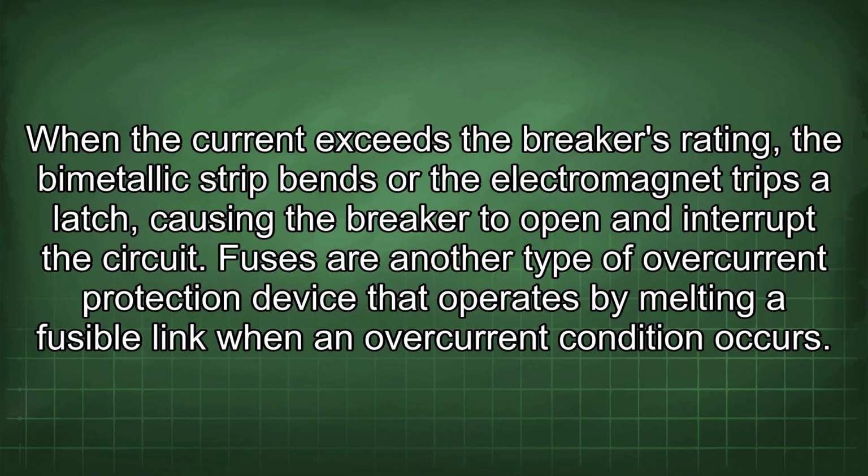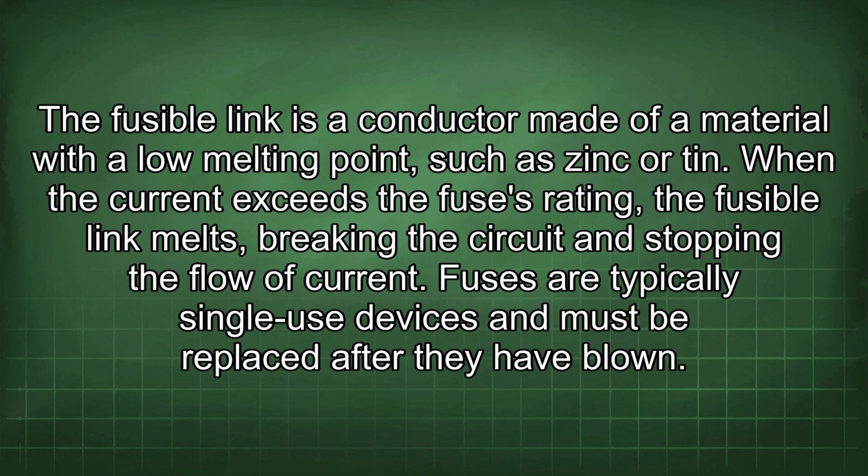Fuses are another type of overcurrent protection device that operates by melting a fusible link when an overcurrent condition occurs. The fusible link is a conductor made of a material with a low melting point, such as zinc or tin. When the current exceeds the fuse's rating, the fusible link melts, breaking the circuit and stopping the flow of current. Fuses are typically single-use devices and must be replaced after they have blown.